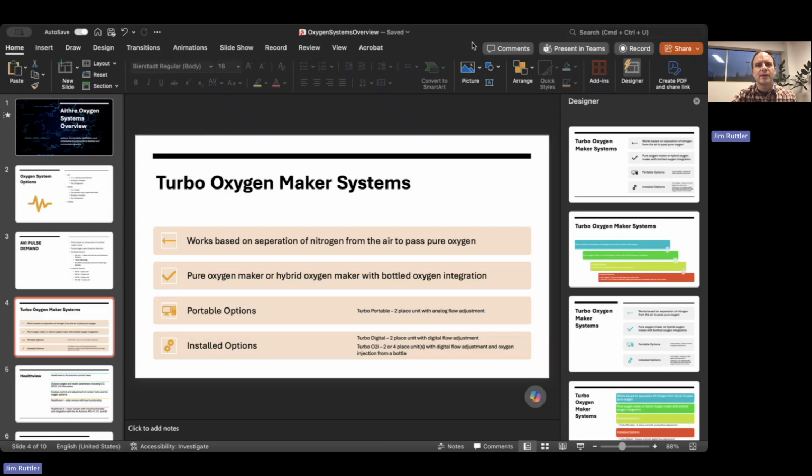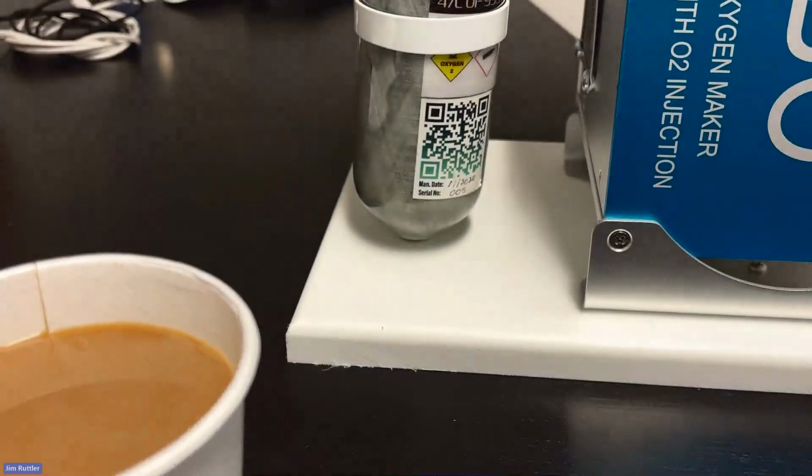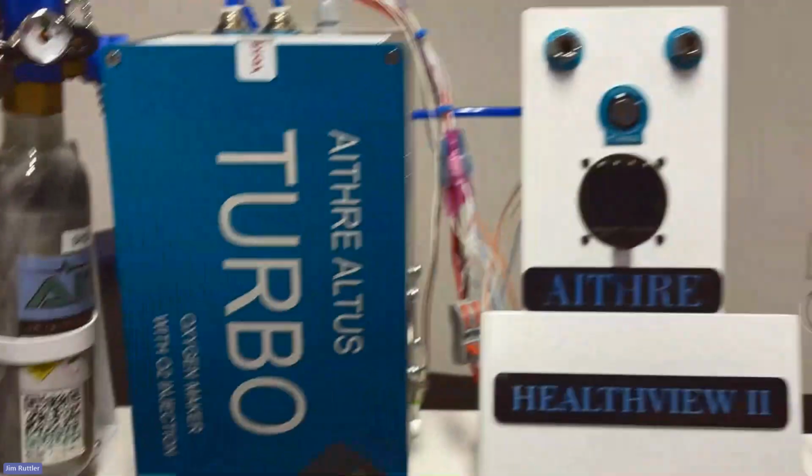So let me show you an example of the turbo O2i. Got it here on my desk. I'm just going to flip the camera around. There we go. I'm going to turn the camera and show you the turbo O2i here. It looks like, okay, this will work. Here we go.